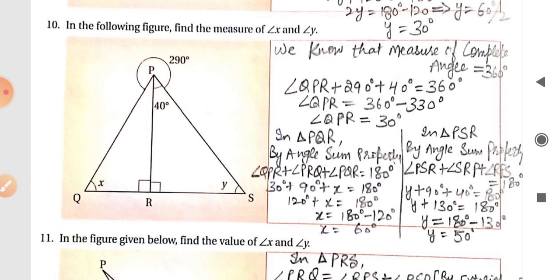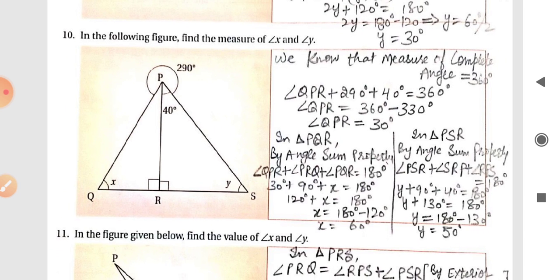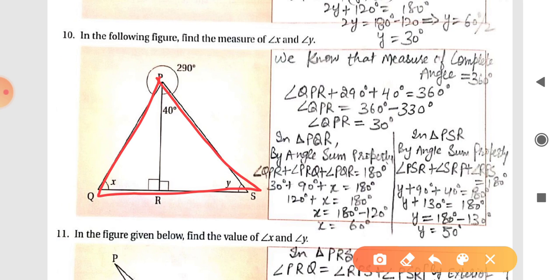Next is the 10th question. We are given a figure. Triangle PQS is given, and PR is an altitude, because here a 90 degree angle is formed, and we are given a reflex angle. This angle is equal to 290 degrees, and this is 40 degrees. This is y and this is x. And in this figure we have to find the measure of angle x and angle y.